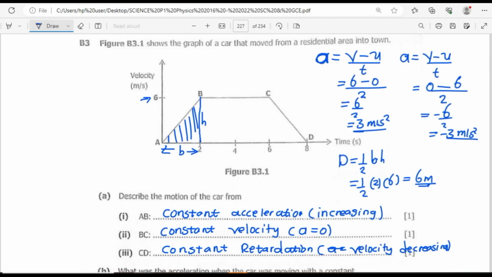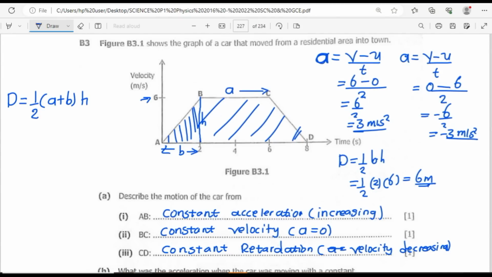What if we want the total distance? So for the total distance now, this shape here is giving us a trapezium. So you say distance is equal to half (a plus b) multiplied by h. Then from the formula, a is just the distance on top here. Then b is the distance from 0 up to 8. Then the height is still 6.